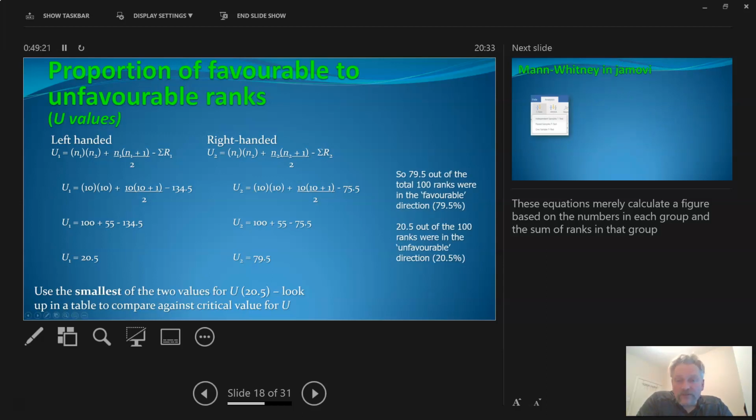So again, just to explain what's happening here, 79.5 out of the total 100 ranks that exist in the data were in the favourable condition. So this gives us 79.5%. In other words, our group did as expected, whereas 20.5 were in the opposite direction. So again, you just do the division, and we're looking at those two ratios against each other when we're looking at the effect size.